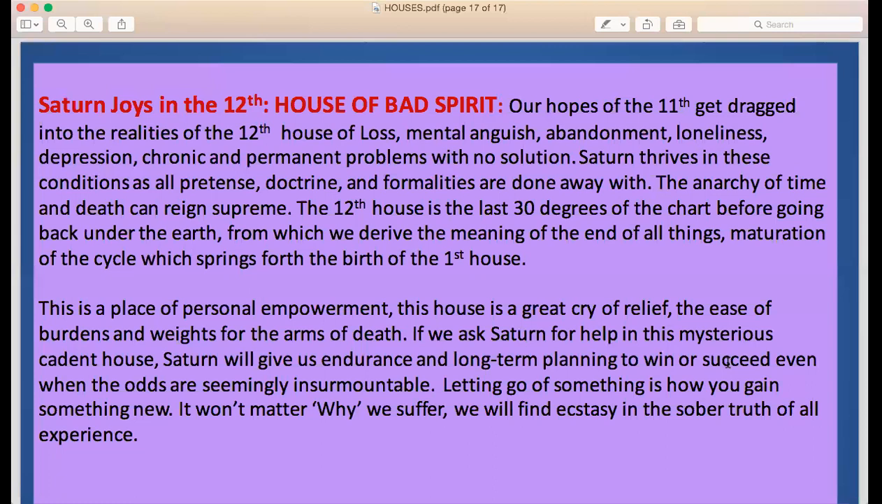That's why Saturn rules Capricorn and Aquarius. Capricorn is known as ascending the heights regardless of the weather conditions. It won't matter why we suffer, because Saturn is trying to find the ecstasy in the sober truth of all experience. Sobriety, pragmatism. And that brings me to the end of my lecture on the houses.